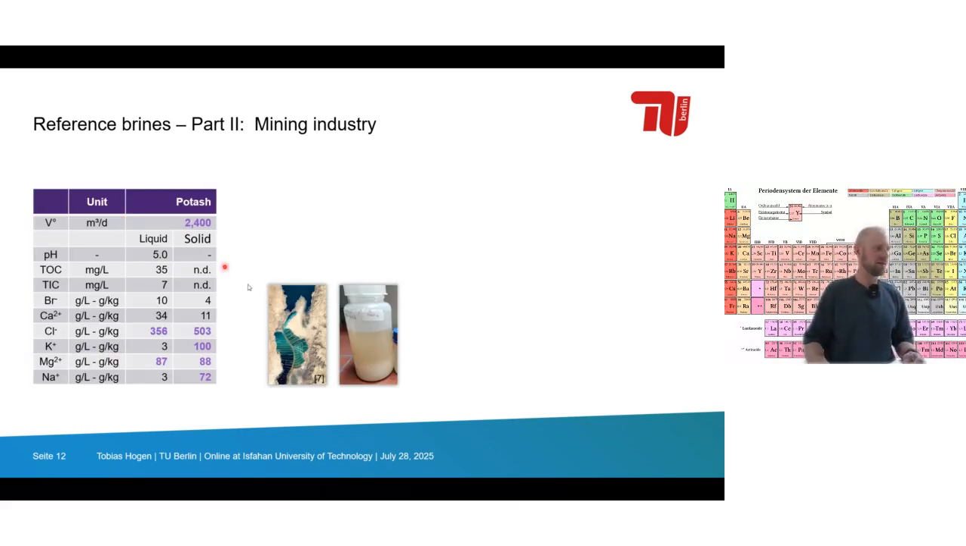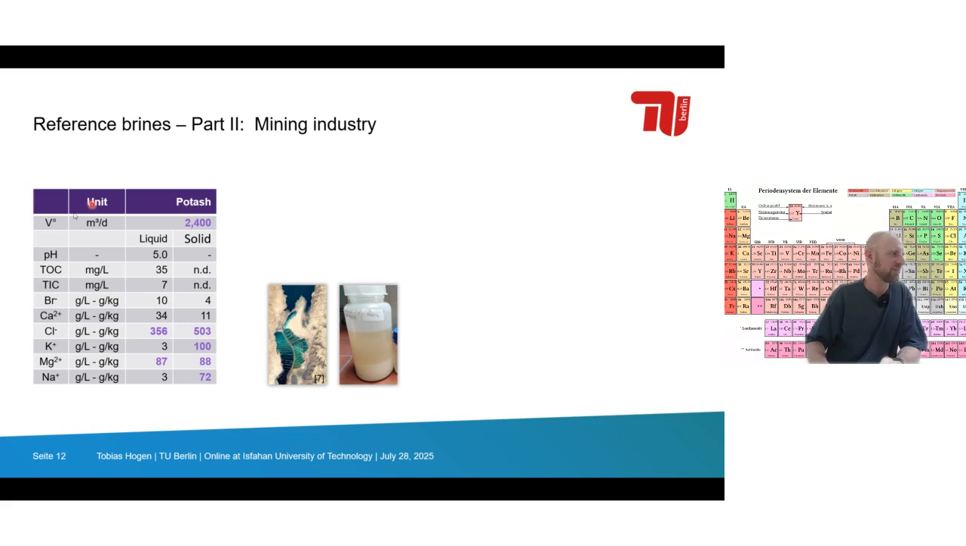Yeah, we got a sample, it looks like this. You can even see it with your eyes. It has a really high amount of solids inside. You can see how this has settled down. So it's not just saturated, it's oversaturated with salts.